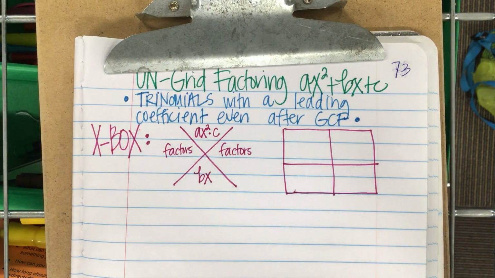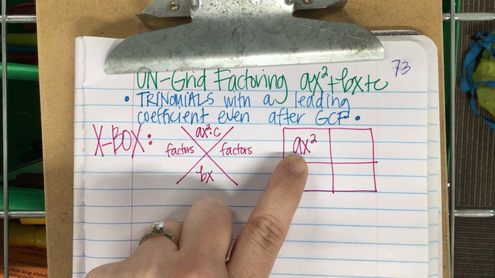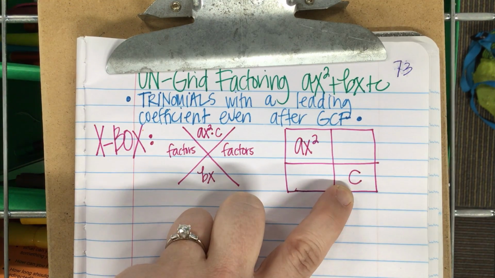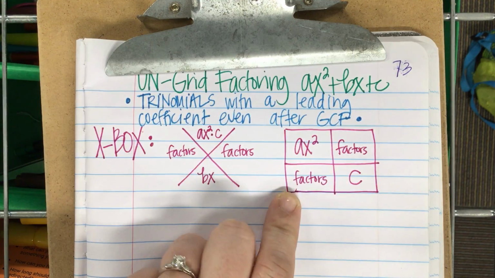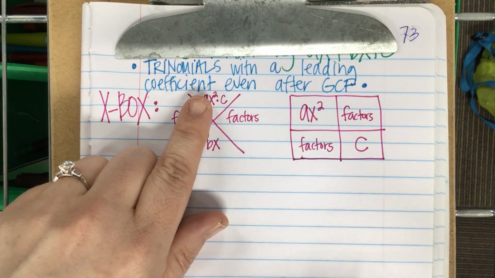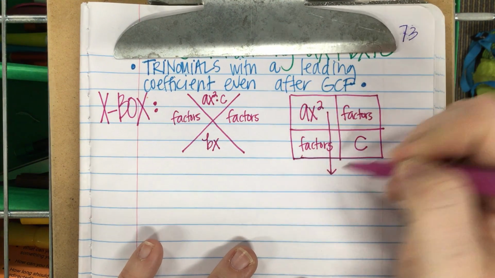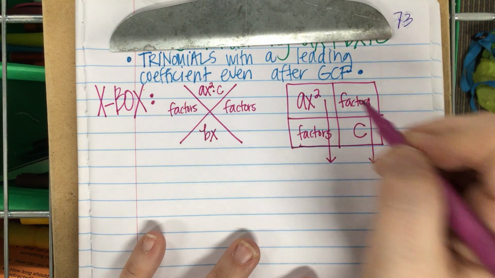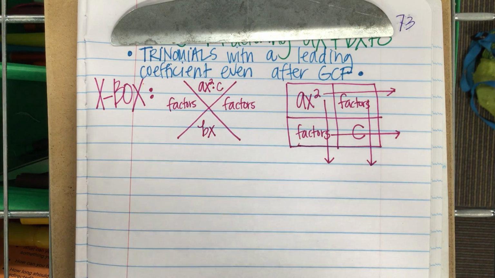This is just an organizational tool. This is to organize you, because we need organization in our lives when we're doing these problems especially. In this spot, always in this spot, you're going to put ax squared. In this spot, you're going to put c. And in these two spots, you're going to put factors. So here's our X. Here's our box. And I'm going to draw arrows down. And I'm going to draw arrows across. And then we're going to write the directions. Again, this is an organizational tool to keep us organized while we're factoring.